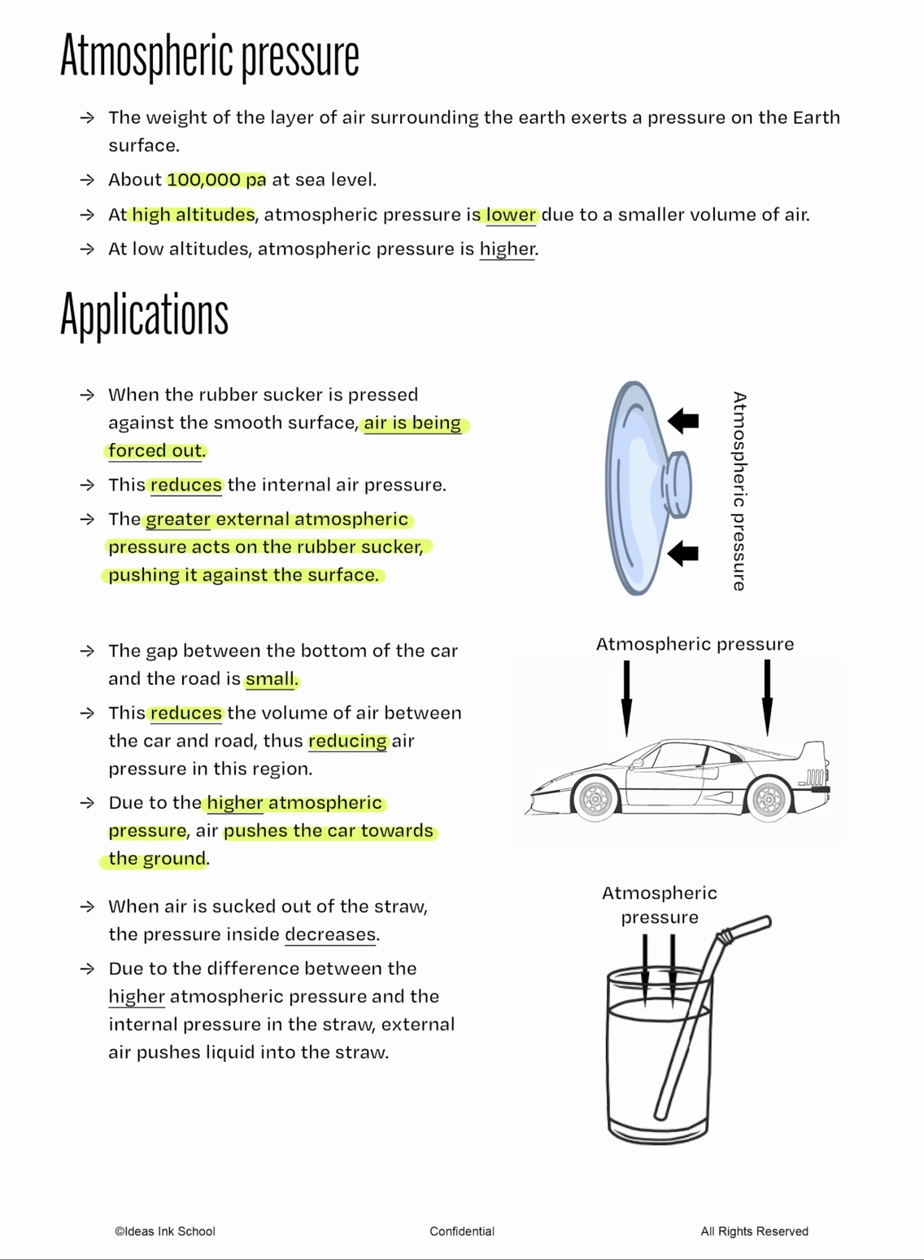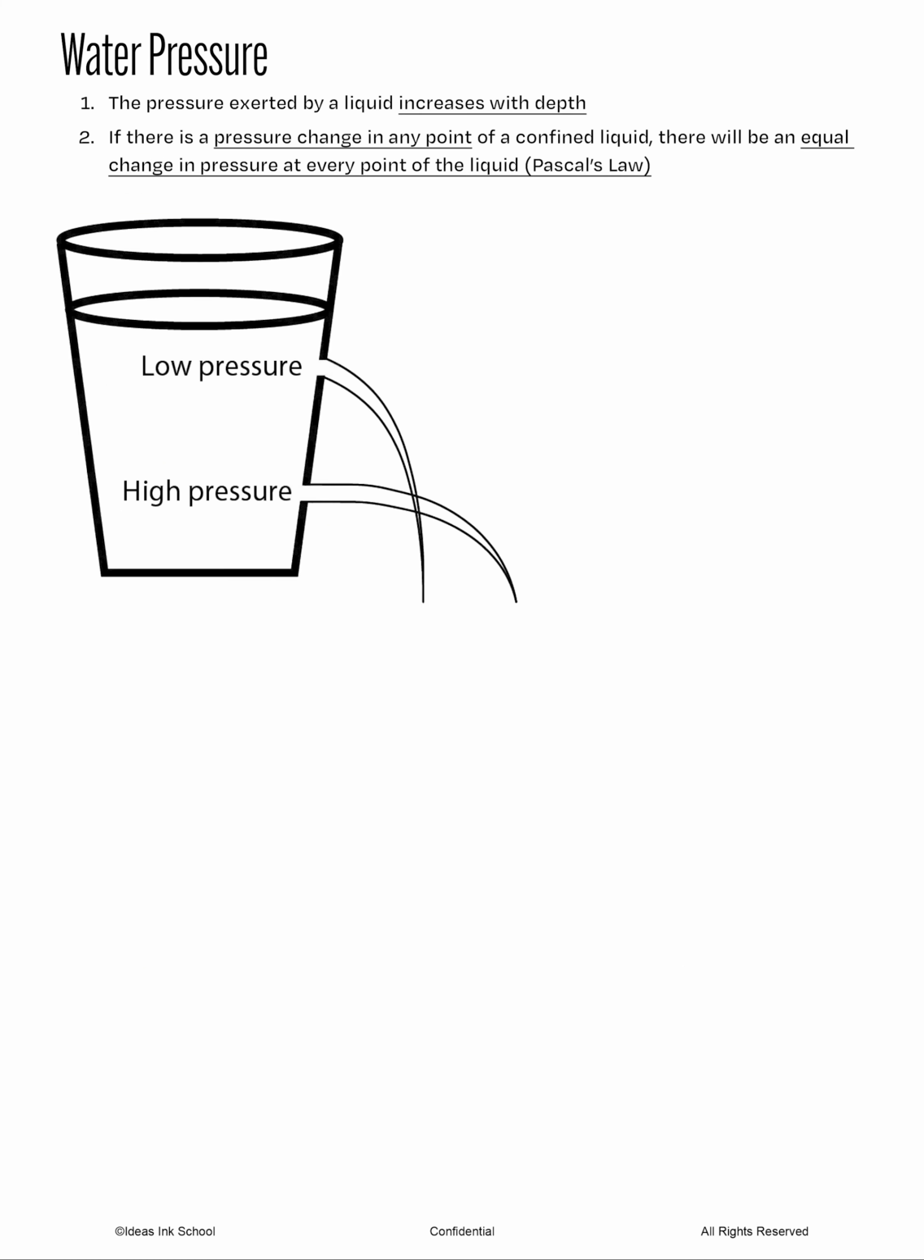Lastly, how does a straw work? When air is sucked out of the straw, the pressure inside will decrease. Due to the difference in air pressure, the greater atmospheric pressure will cause the external air to push liquid into the straw. Finally, we will be studying water pressure.